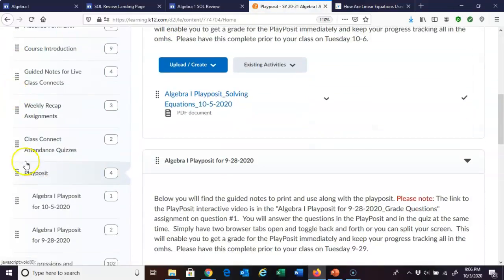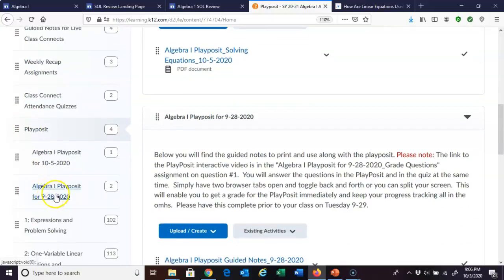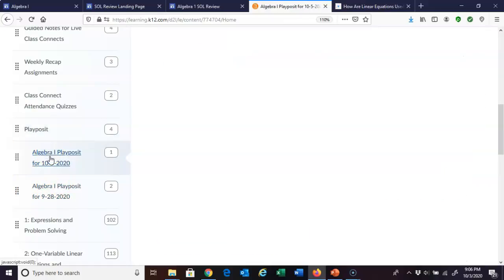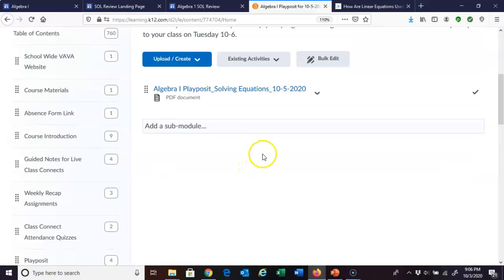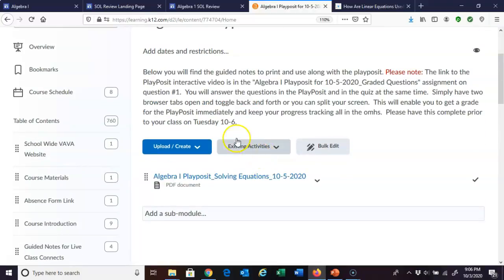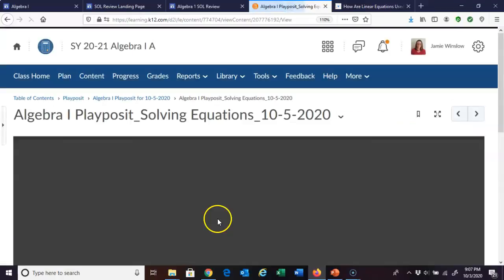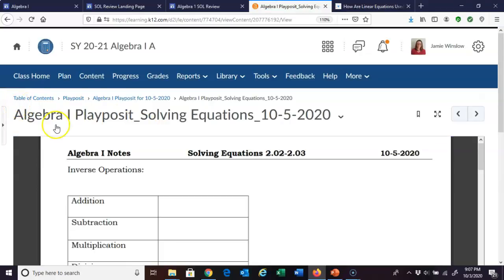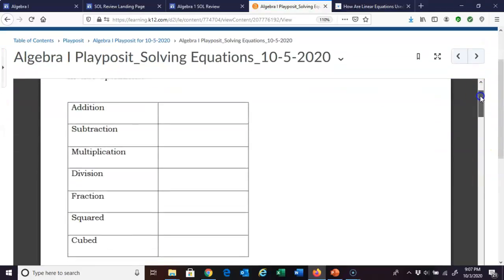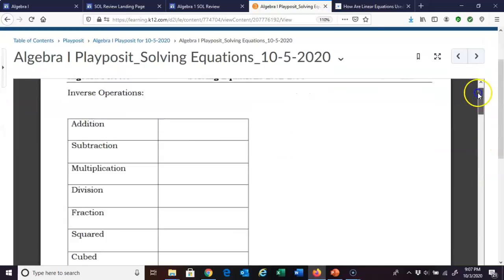So down here on the left-hand side, you can see here's Play Pause It, and they're grouped by the date. So here's our Play Pause It for last week on the 28th. Here is this week. Click on that. And here you'll see the instructions, right? It says that you'll find the guided notes below and also the graded question assignment. So if you click on this, it will pull up a PDF document that you can print if you wanted to use the guided notes. So these are the notes that go along with the lesson for today.